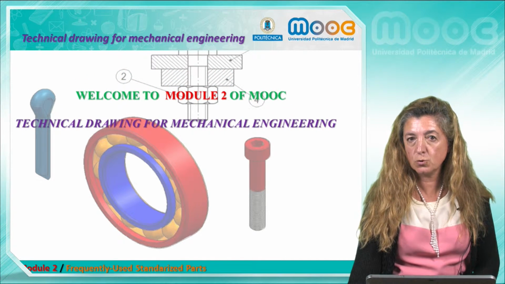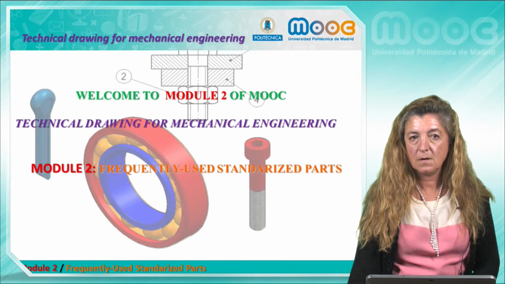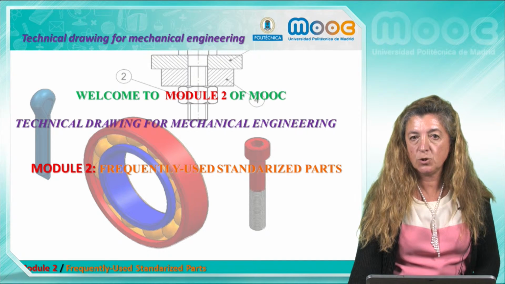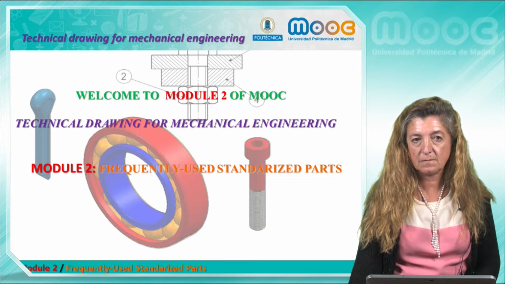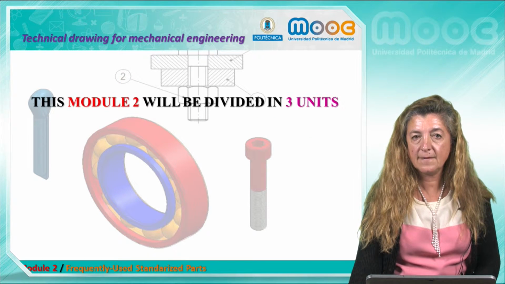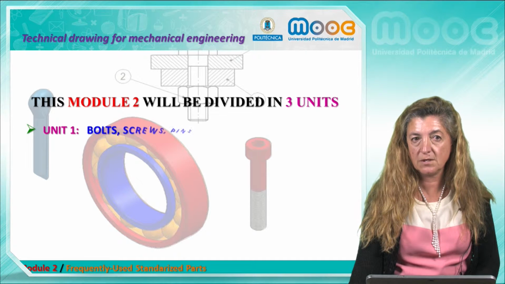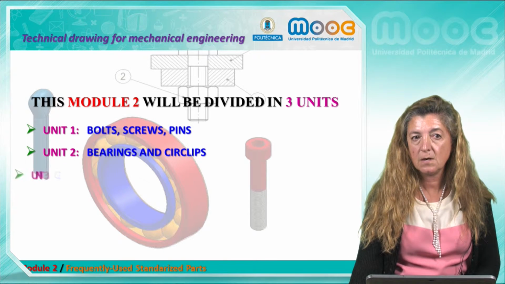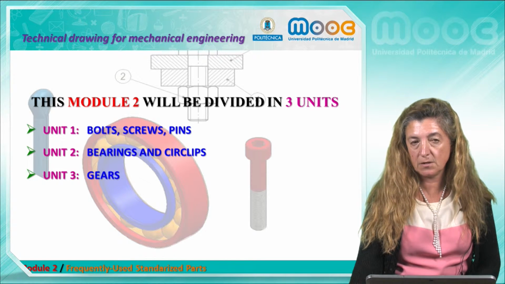Welcome to our Module 2 of MOOC. In Module 2, we are going to talk about frequently used standardized parts. This Module 2 will be divided in 3 units. Unit 1, we will talk about bolts, screws, pins. Unit 2, bearings and circlips. And Unit 3, gears.